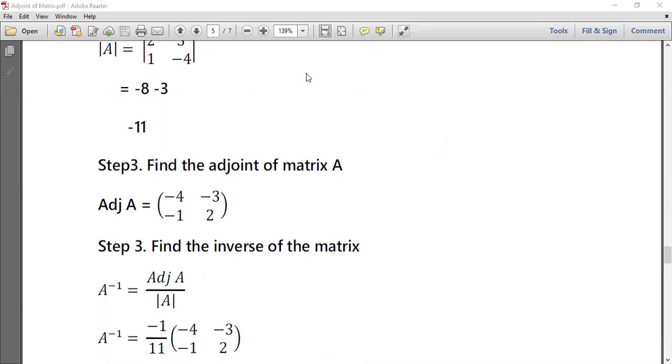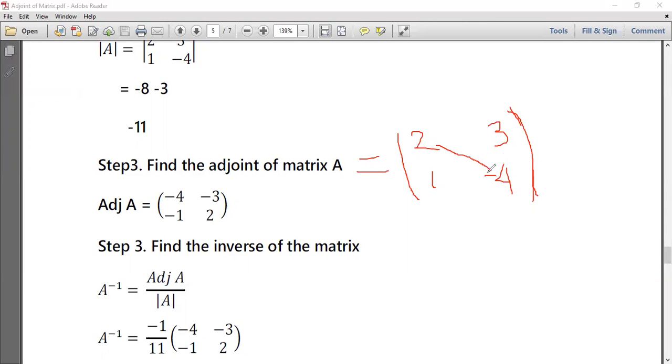So look at this. These are the matrix. Let me write it out again. Matrix A was 2, 3, 1, -4. So this was the matrix A given to us. So what we did was to find the adjoint. And I told you for the adjoint, what you do is interchange the leading diagonal, just swap them.